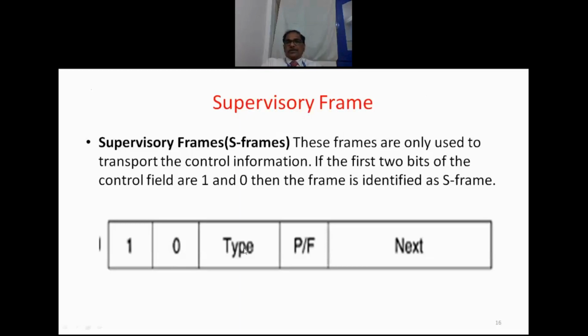Type 0. If these 2 bits are 0 0, it means a type 0 frame. 0 1 is type 1. 1 0 is type 2. 1 1 is type 3 frame. So what is the use of these 4 different types of supervisory frames? Okay, we will see one by one.